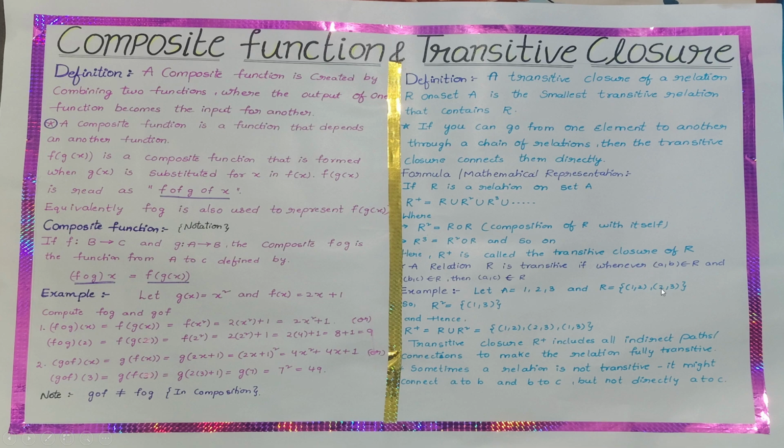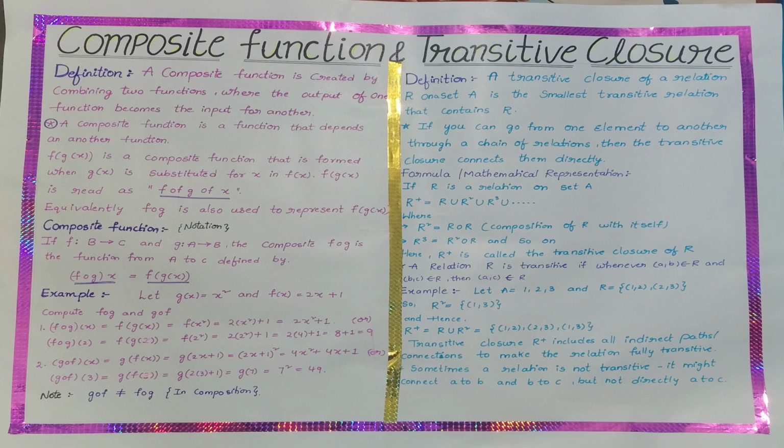Here we can see one example. Let A equals the set 1, 2, 3 and relation R equals 1 comma 2 and 2 comma 3. A comma b belongs to R, b comma c belongs to R, then a comma c, that means 1 comma 3, belongs to R square. Then what will R plus be? R plus means transitive closure. R plus means R union R square. The already existing R is there, all the relations. After that, we have to include this also. After this, this whole relation will become R plus. Then the transitive closure R plus includes all indirect path connections to make the relation fully transitive. Sometimes a relation is not transitive also.